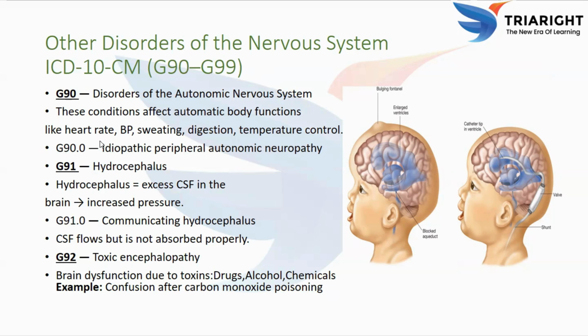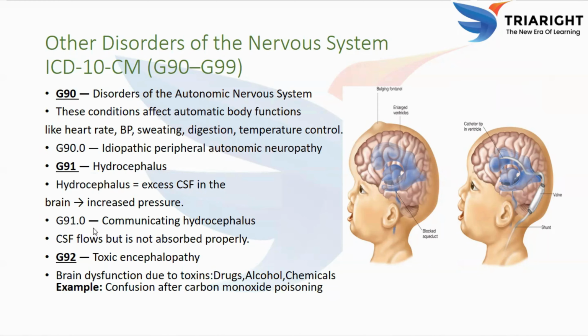G90.0 is for idiopathic peripheral autonomic neuropathy. What do you mean by idiopathic? The cause is unknown. Peripheral autonomic neuropathy means the nerves controlling automatic functions are damaged. Symptoms include abnormal sweating, dizziness on standing, and digestive problems. So these are the symptoms of idiopathic peripheral autonomic neuropathy.